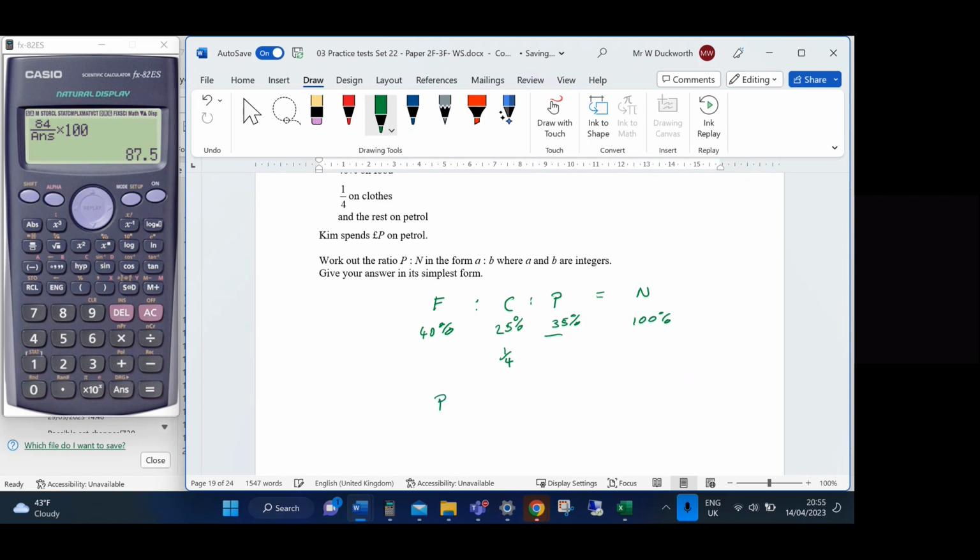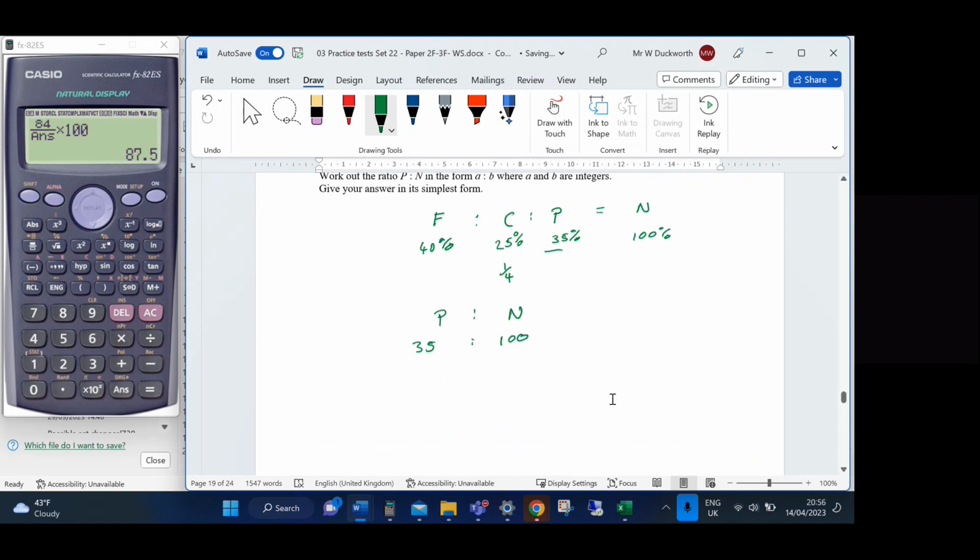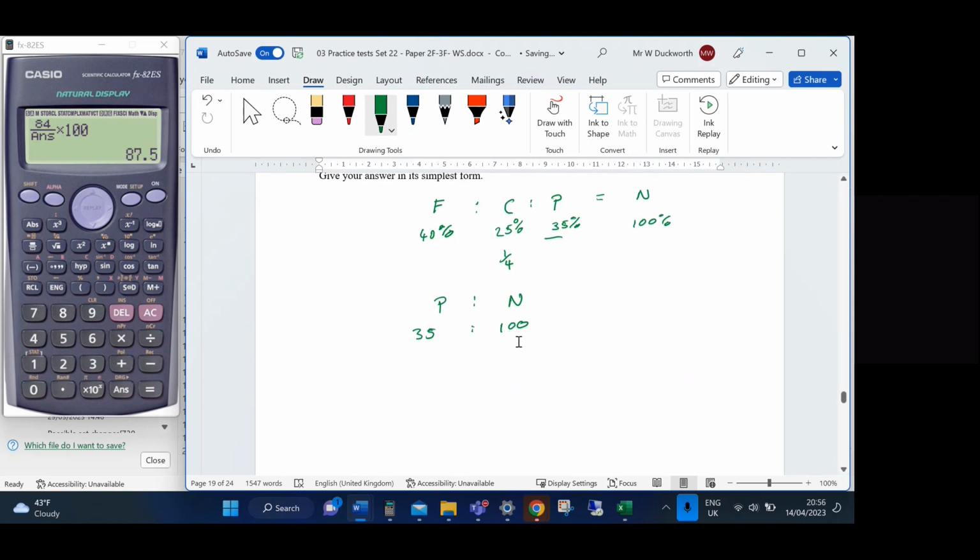So if I'm trying to do P to N, it's going to start out as 35 to 100. And then, I'm not fully sure where it's the highest, but fives go into both numbers. So 5 would go 7 times into 35, and it would go 20 times into 100. And I can't cancel it down any further. So I'm going 7 to 20.